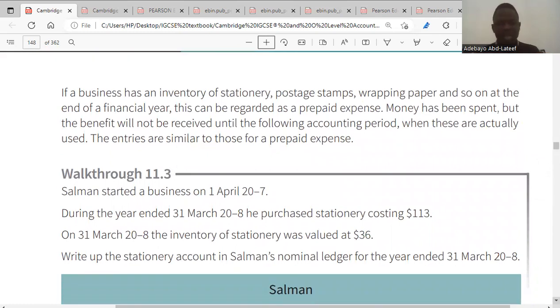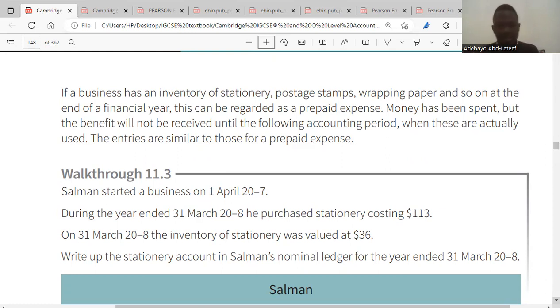Samuel started the business on 1st of April 27. During the year ended 31st of March 28, he purchased stationery costing $113. On 31st of March 28, the inventory of stationery was valued at $36. What does this imply? It means that the stationery was used, and at the end of the financial year, the value of the leftover in stationery is $36.